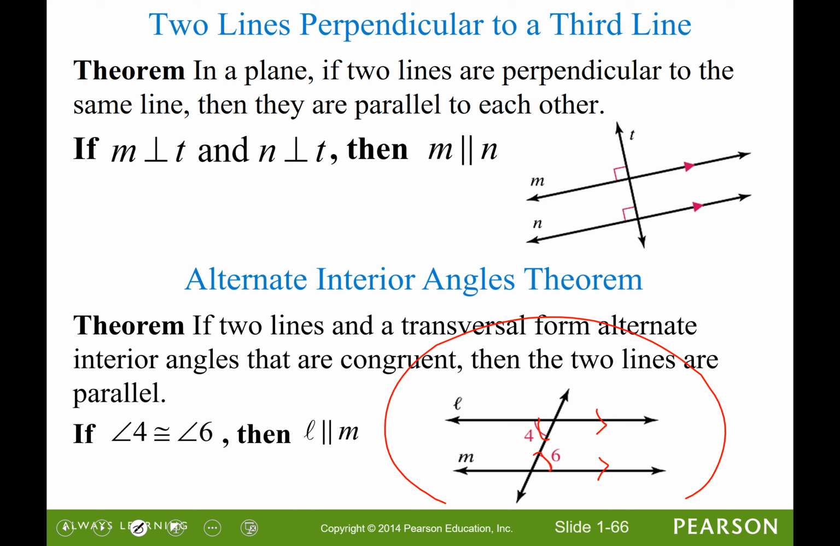It could have been the other two. Let's say this was 5 and 7. If those two alternate interior angles, if we found that they have equal measure or are congruent, then again, we could add those arrows saying that the two lines are parallel.